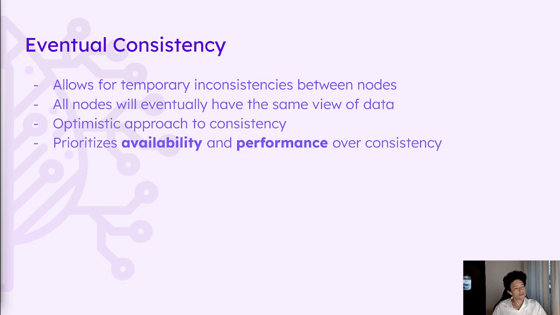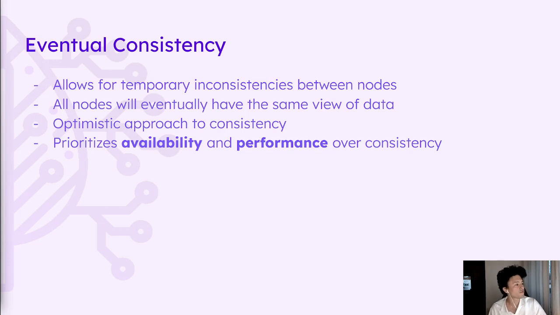Okay. The next level of consistency is eventual consistency. This is the weakest level of consistency, but also the highest level of availability and performance. It allows for temporary inconsistencies between nodes. Nodes can have different values for the same variables, or the same records, the same components or elements.